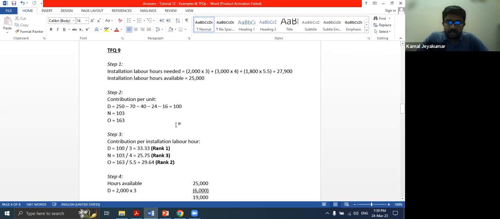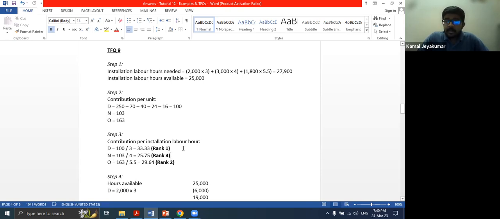So now in step 3, you calculate contribution per limiting factor, right? For Day Scan, your contribution per unit is $100 divided by 3 hours to make 1 unit. Contribution per hour is $33.33. For Night Scan, $103 is the contribution per unit and you need 4 hours to make, so contribution per limiting factor, that is contribution per hour in this question, is 25.75. For OmniScan, it's 29.64, right?